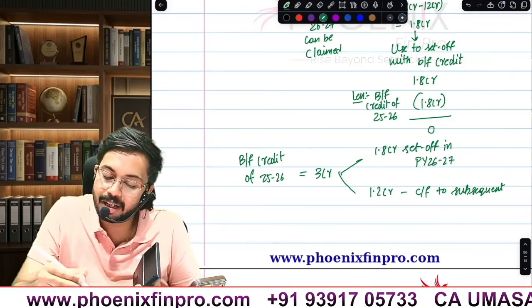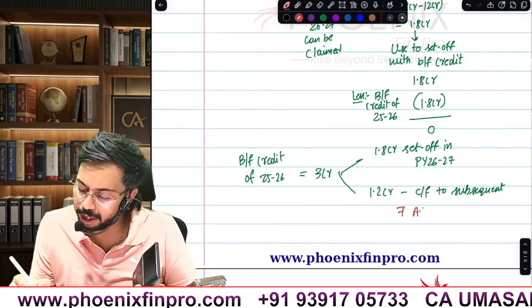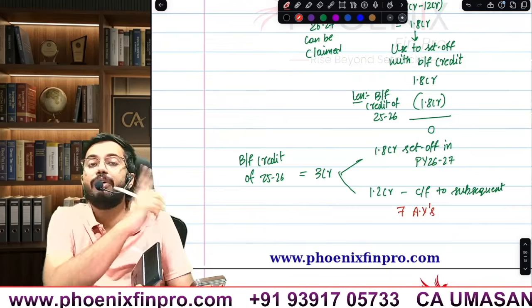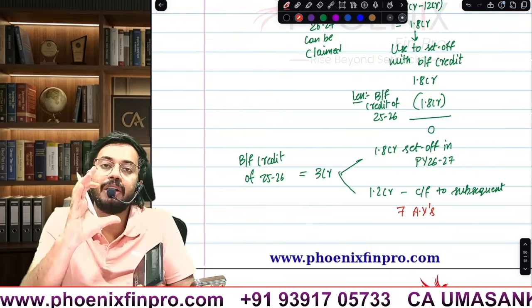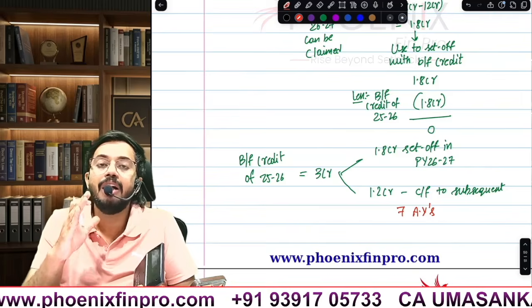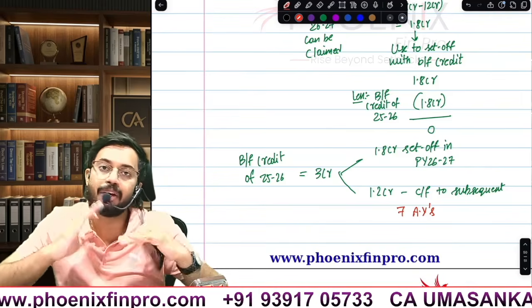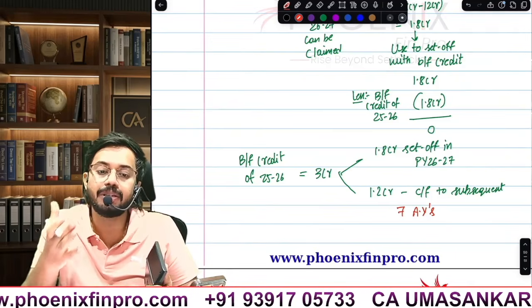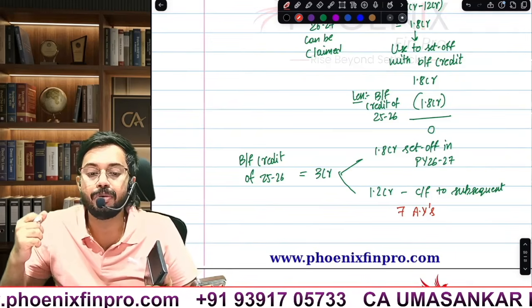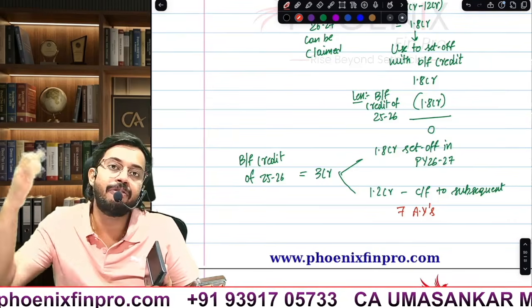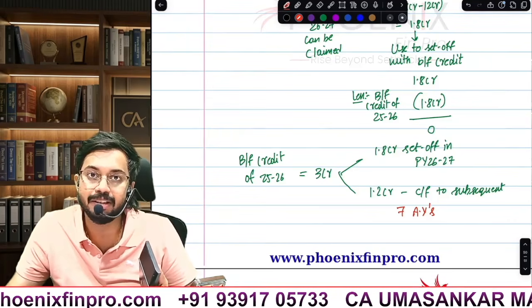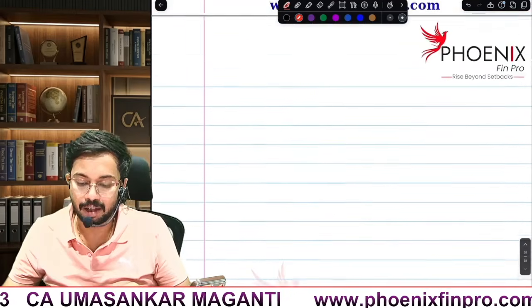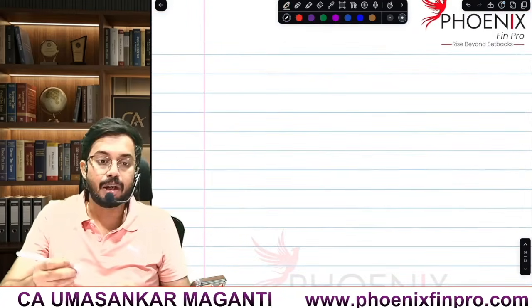Are you able to understand? Because this is not belonging to 26-27, that is belonging to 25-26. So whatever 1.2 crores is there, out of 3 crores you have already set off 1.8 crores. Balance whatever 1.2 crores is there, that is eligible for set off for subsequent 7 assessment years. Next, I will take one more example and conclude this concept.